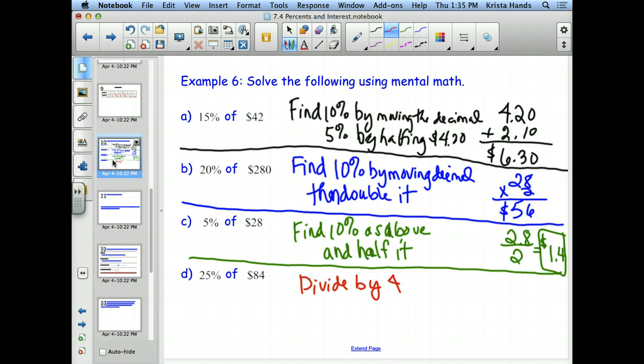Maybe I should say, why does divide by 4 work? Let me stop there. 25% is 1/4, so dividing by 4. So what did I get if I do that? 21.